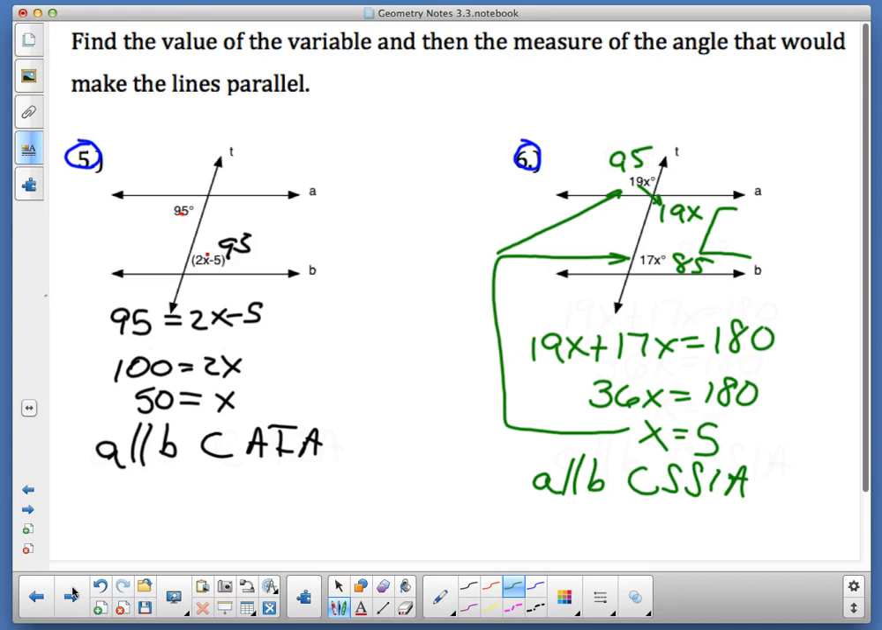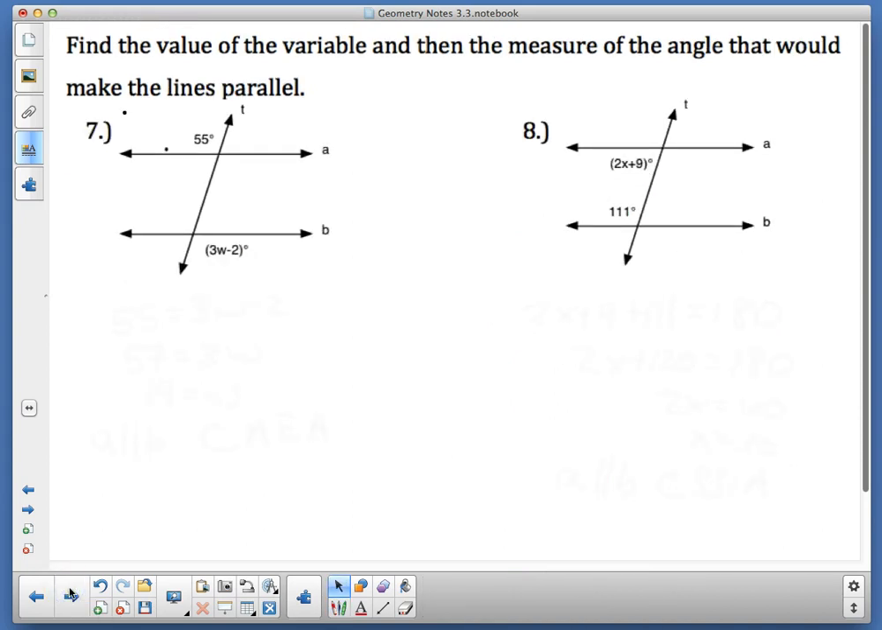Remember, that vertical angle trick is helpful. You don't have to use it on either one of these two. Okay. Name the angles, set up the relationship, solve for the variable, and then use the converse to state that's how you know the lines will be parallel. The converse allows you to have that reason.